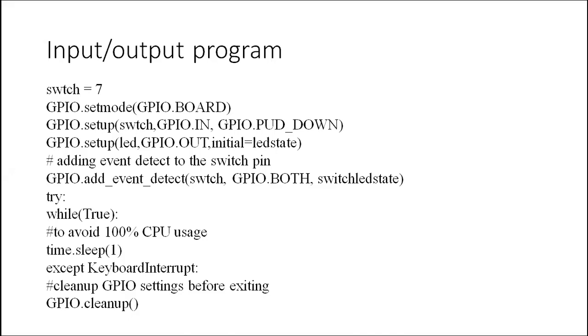Here the 7th pin is used for the switch button. Once again, I am setting the switch button. Switch is the 7th pin. GPIO.IN means that it is an input pin. We are using a third parameter, pull down. That means whenever the switch is not pressed, it will be 0, and whenever the switch is pressed, it will be 1.